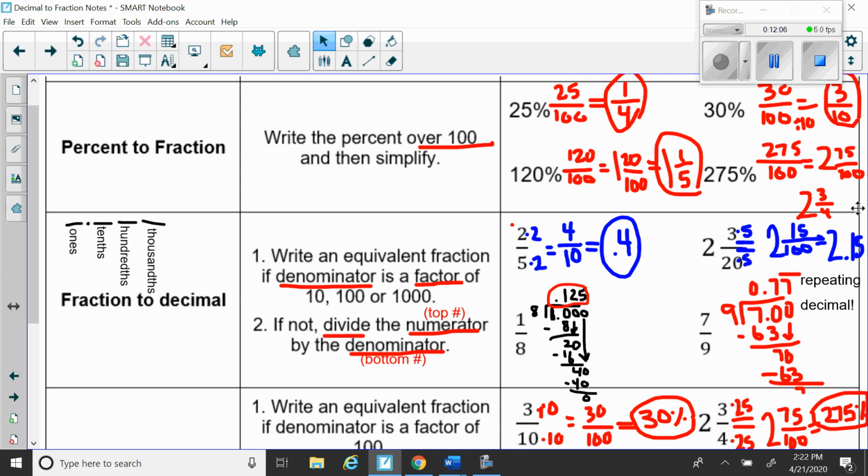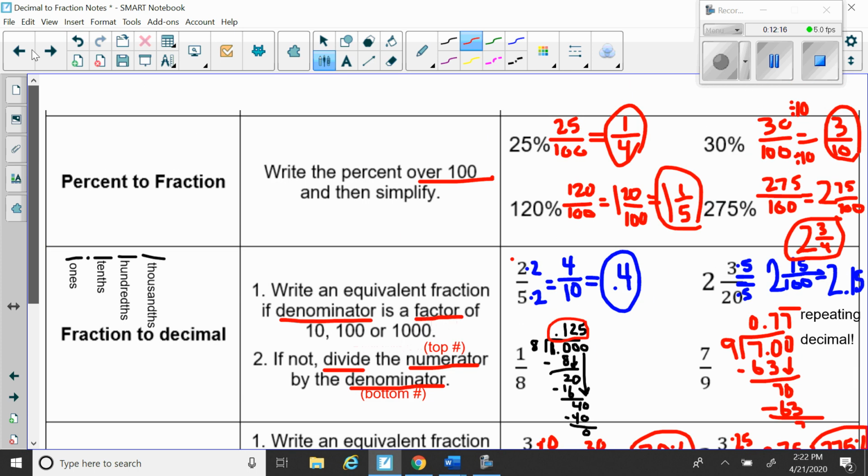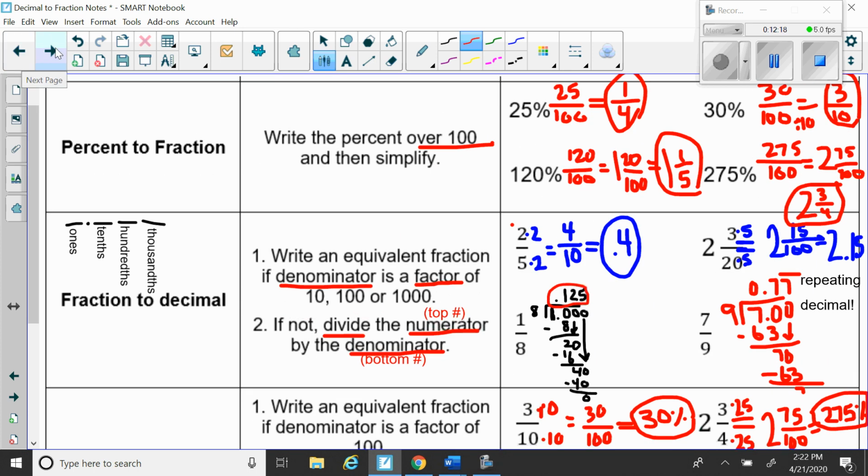And as you guys work on these and common factors, you guys are going to notice those trends a little bit more and think about it money-wise, and it'll be a lot easier for you, okay? So that's it for all of our conversions.